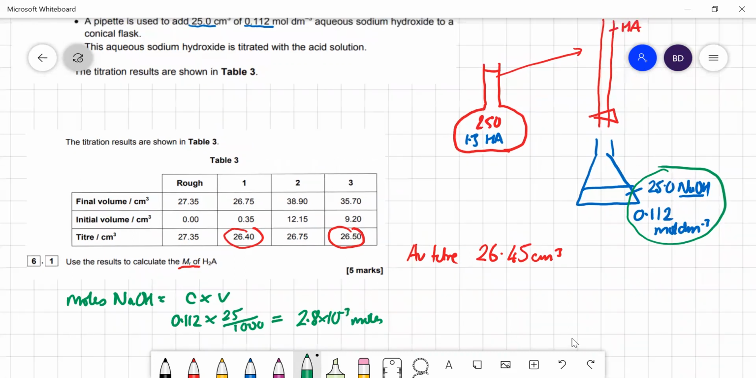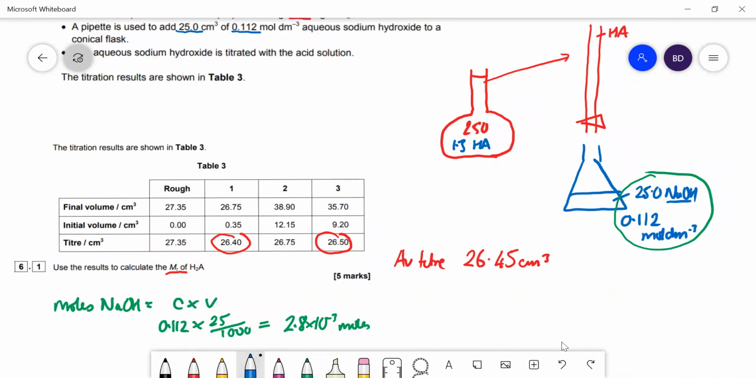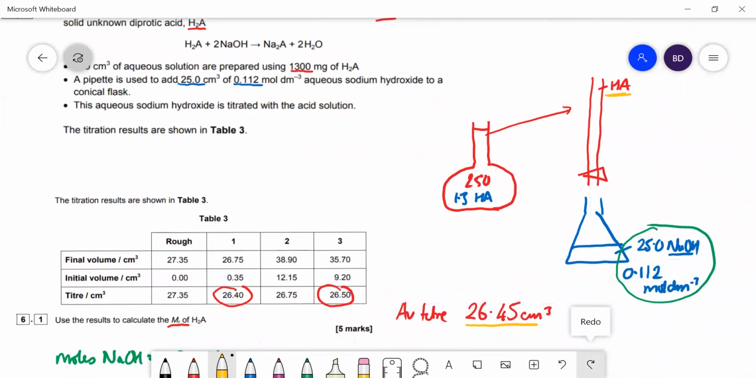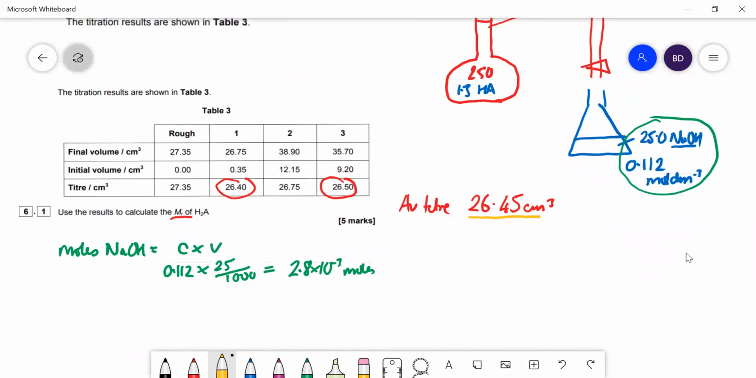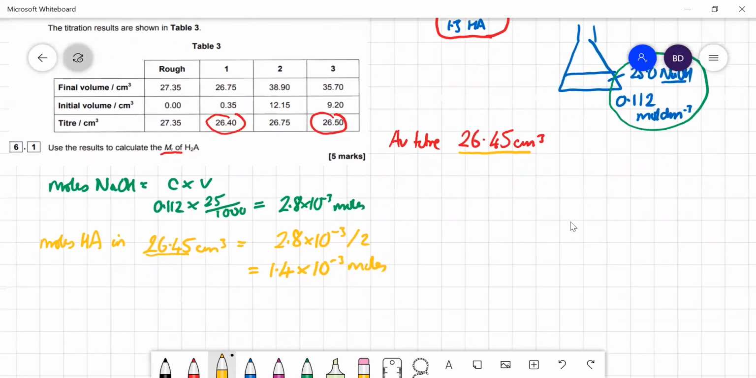That enables us to work out how many moles of H2A we have in the burette. The titre was 26.45, and we know it is a 2:1 ratio in the equation, so for every 2 moles of NaOH, we only have 1 of H2A. So the moles of H2A in the titre, which is 26.45 centimeters cubed, is equal to the moles of NaOH divided by 2, which is 1.4 times 10 to the minus 3 moles. That's in 26.45. Now we can work out the concentration of the H2A solution that we've made in moles per decimeter cubed.